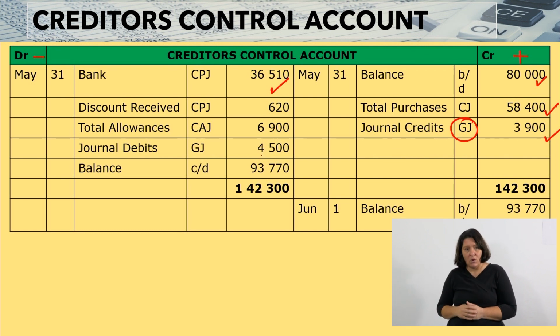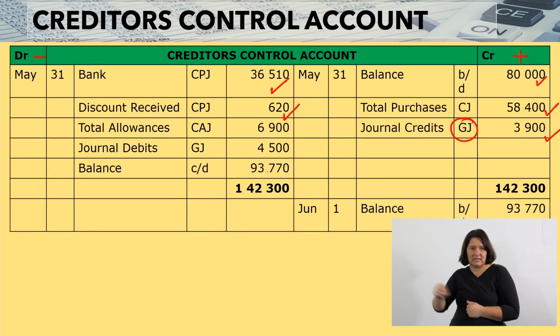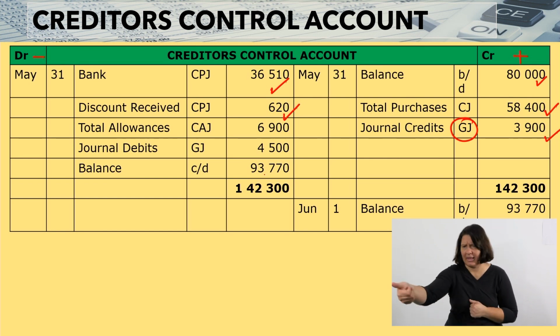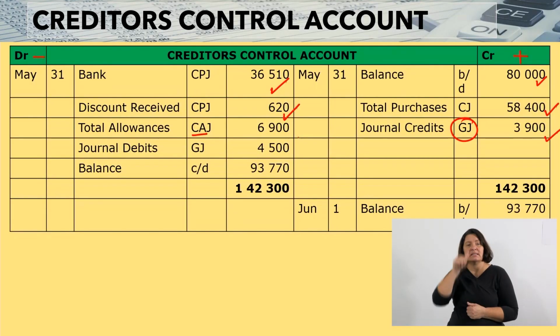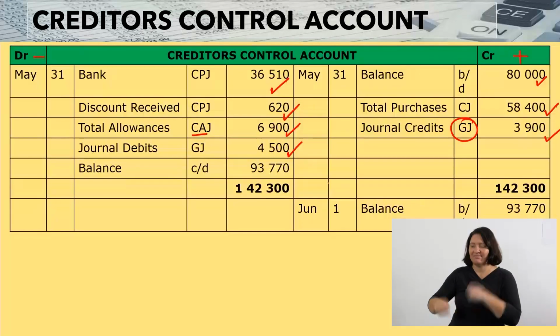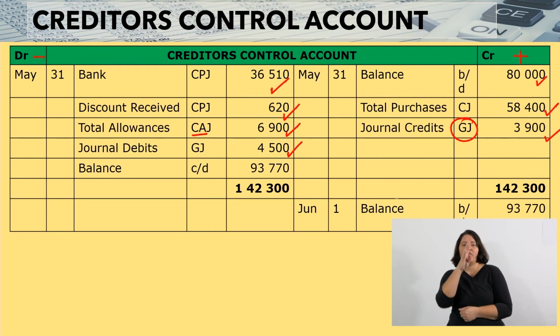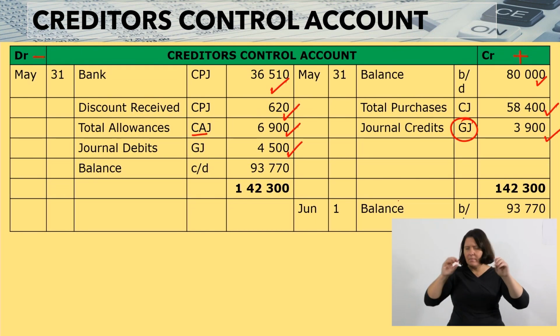When we made these payments, our creditors gave us discounts, and the discount is 620. And we have returned some goods and also asked for an allowance from our creditors, and the amount from the CAJ is 6,900. We also have general debits, as I said earlier on. This can be transfers between our debtors accounts and our creditors accounts, 4,500. You would then look for the side with the highest amount. That is how we close off a ledger account.